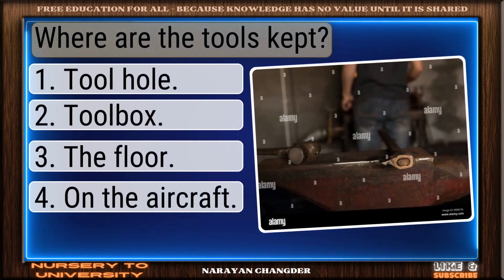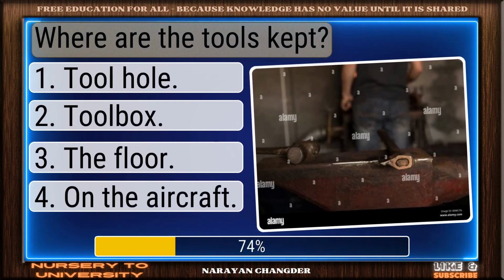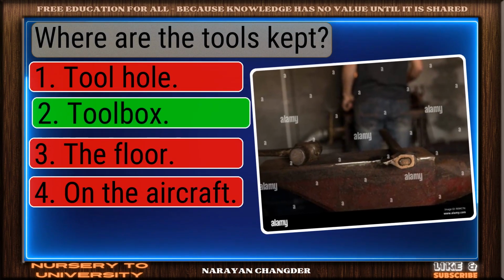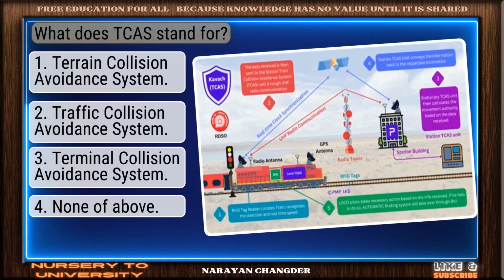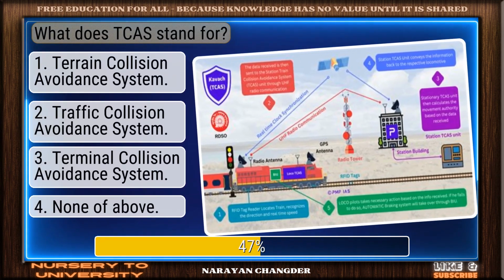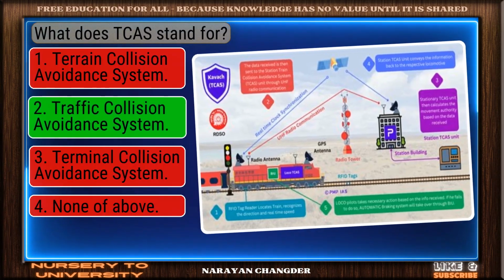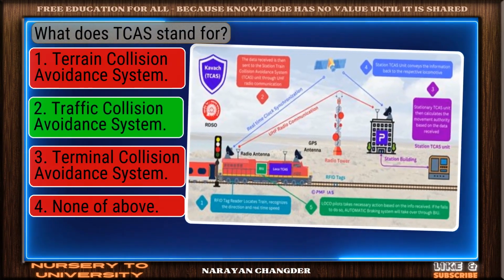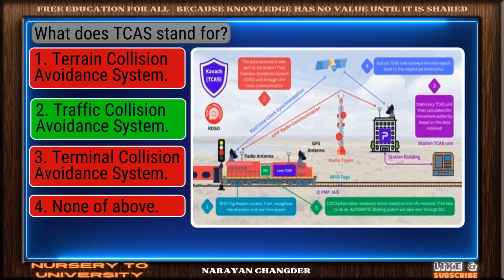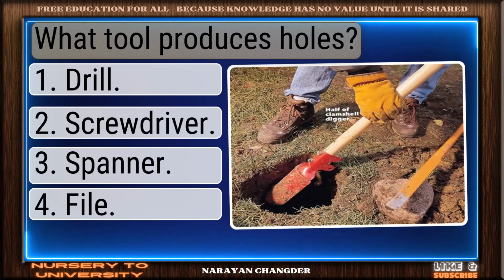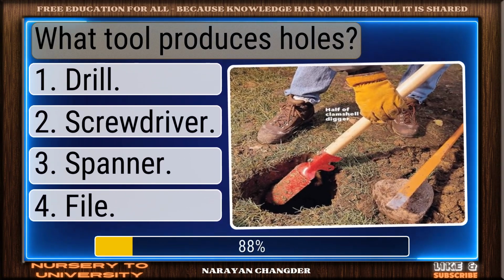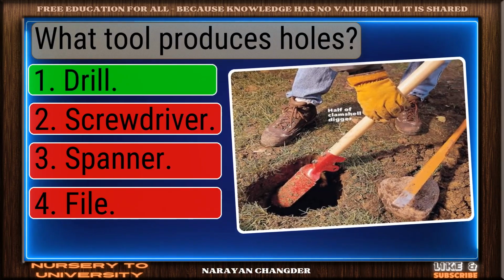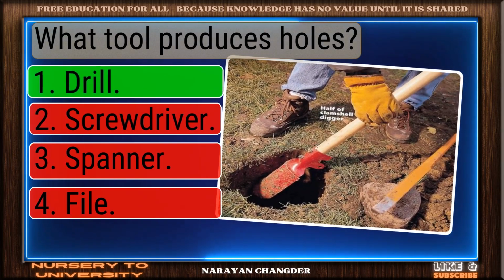Where are the tools kept? Strong choice. Toolbox is the right answer. What does TCAS stand for? Great thinking. Traffic collision avoidance system is the right choice. What tool produces holes? You're right. Drill is the correct answer.